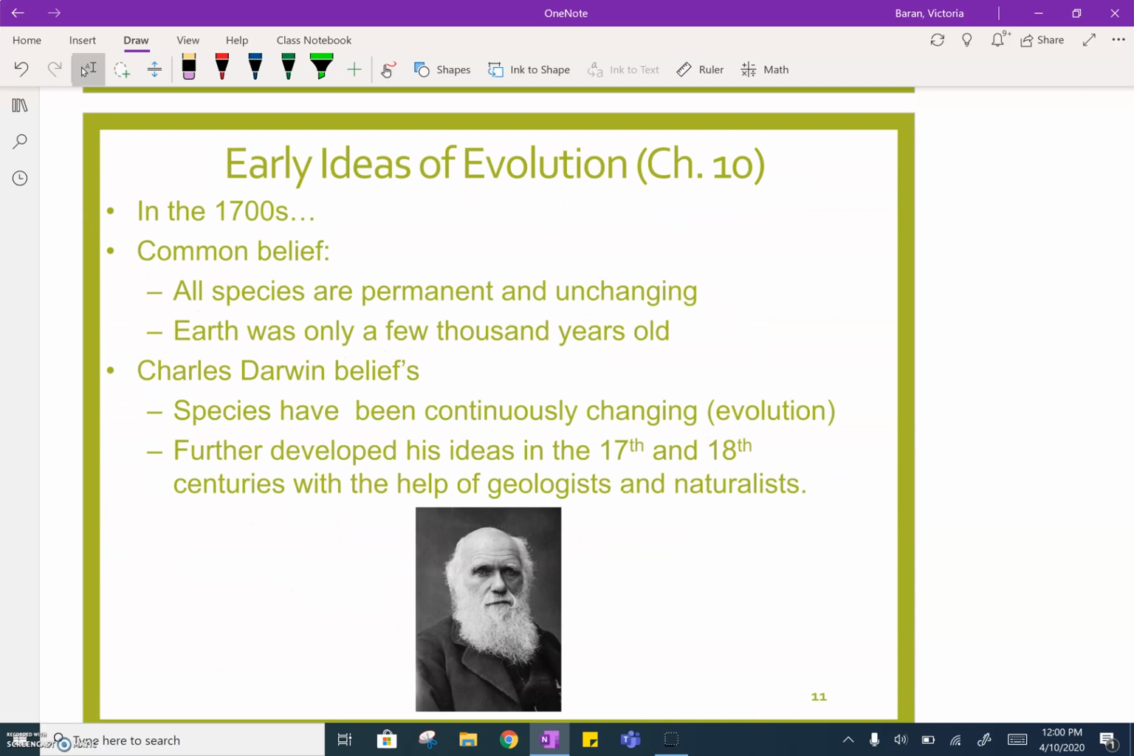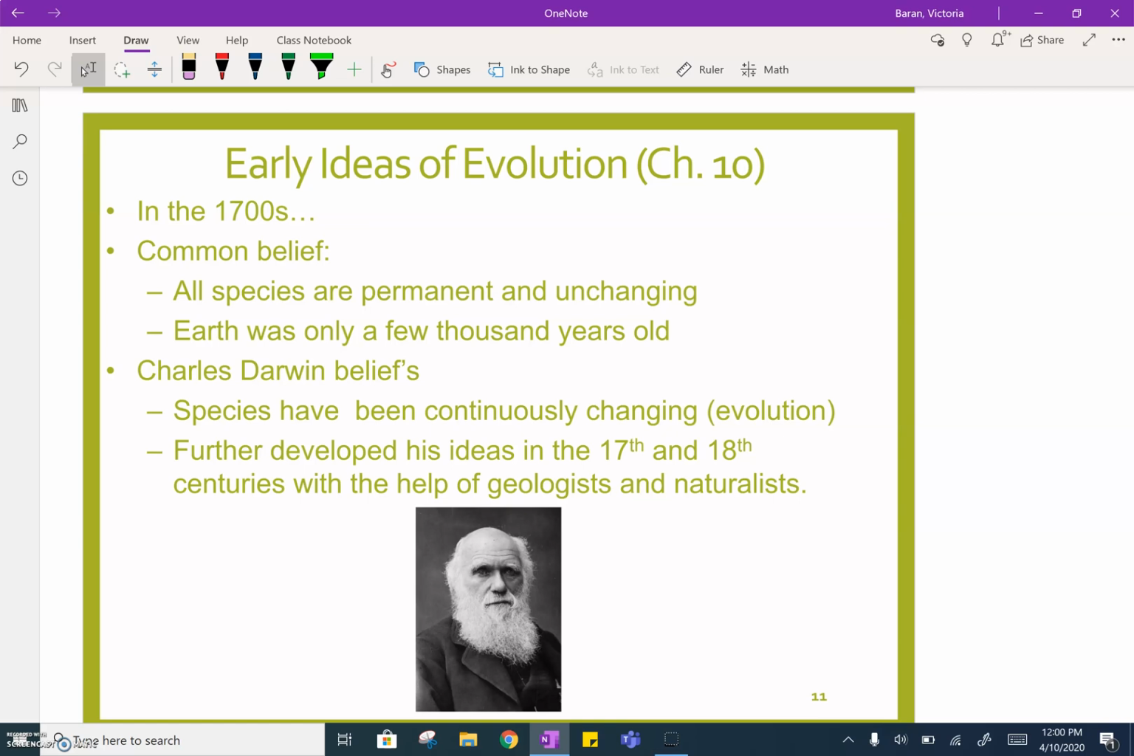So let's talk about some of the early ideas of evolution and some of those scientists that were involved. So in the 1700s, the common belief was that species were permanent and unchanging. All the species you had were what you had and they wouldn't change at all. And that the Earth was only a few thousand years old. We know today that the Earth is about 4.5 billion years old.